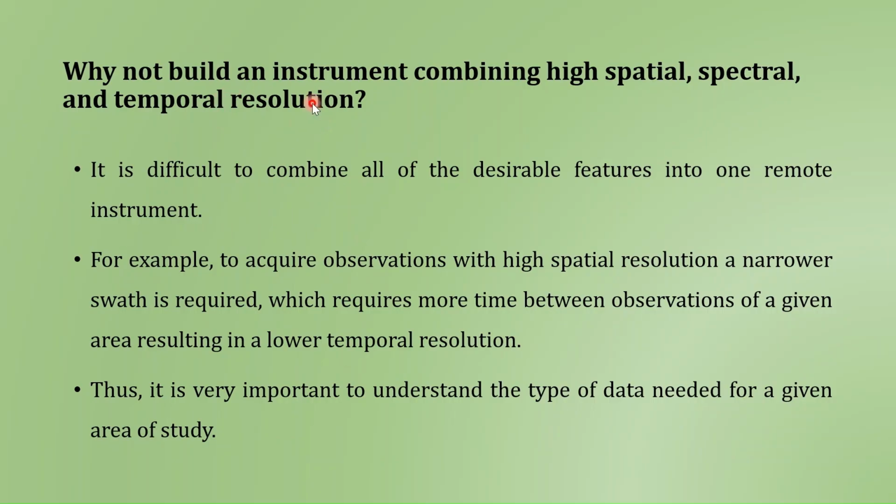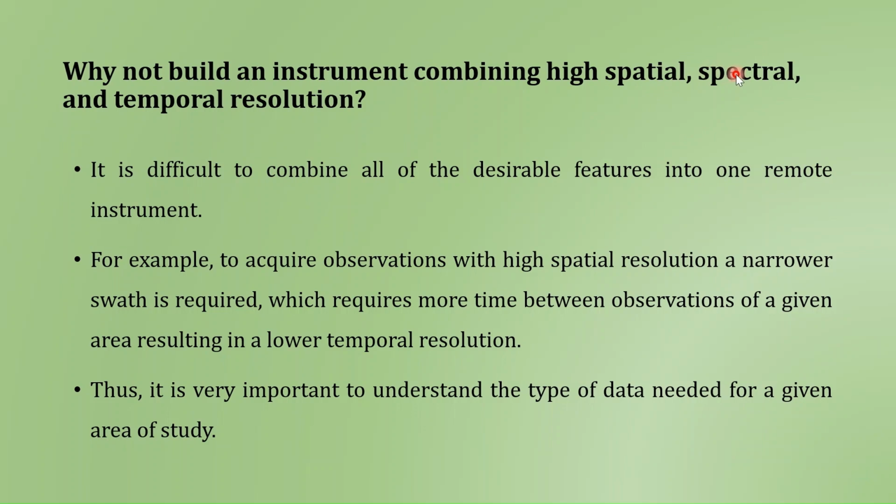So there is one question: why do we not have a sensor where everything is good, meaning high spatial, high spectral and high temporal resolution? There is difficulty in combining all the desirable features in a single sensor, because if you want high spatial resolution, then the satellite or platform has to move slowly, and in that case our temporal resolution will be lower. If the temporal resolution is high, it means the platform is moving fast and completing the orbit in less time, so our spatial resolution will be reduced.